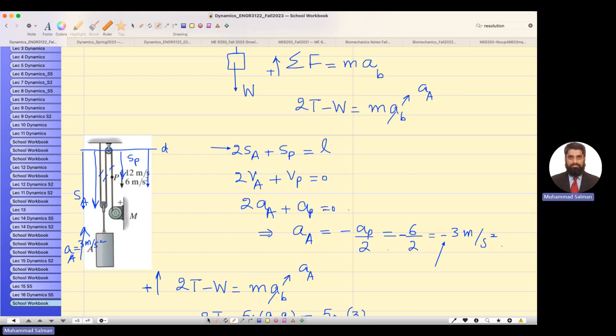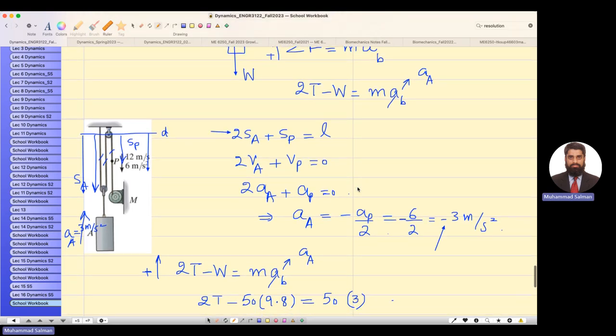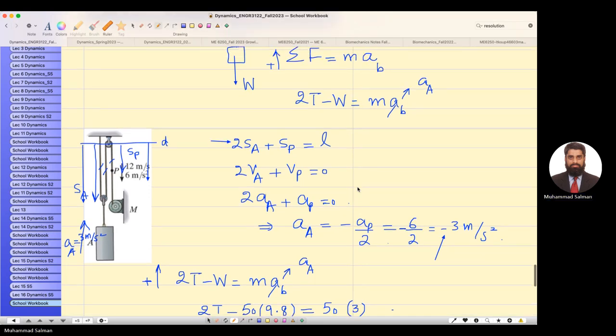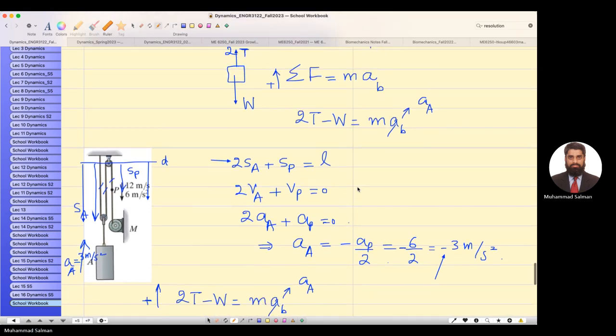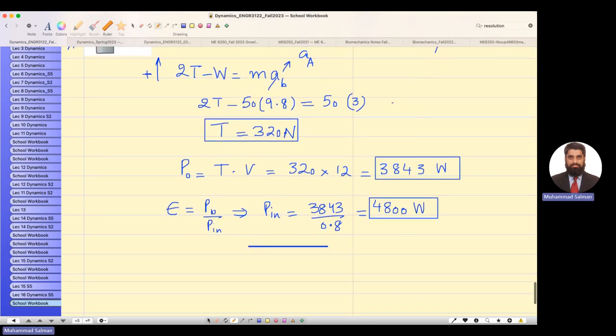Usually they have a negative sign because they are dependent motion. One block goes down, the other one goes up. Acceleration A, but acceleration P is going downward, correct? Why? Acceleration P should be 6. But the formula says it's negative 6 over 2. You see my point? Okay, now let's do the next slide.